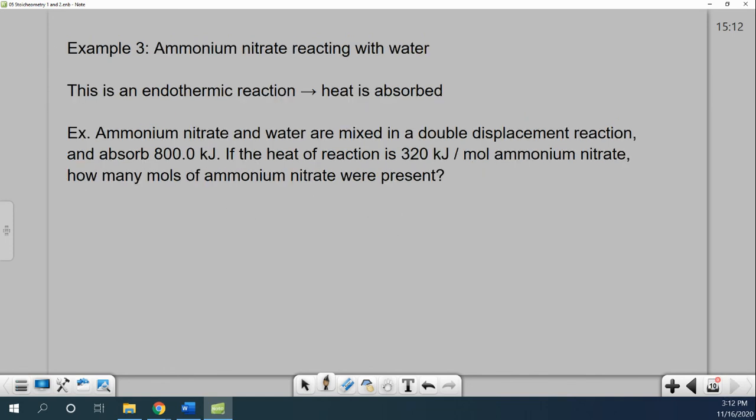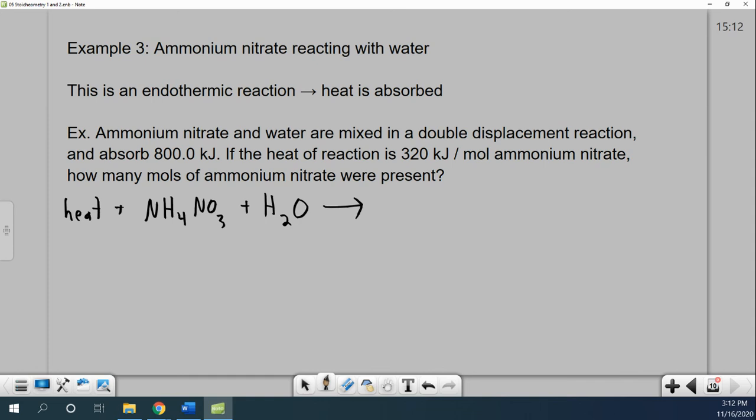One more example here. Ammonium nitrate reacts with water. So this is going to be endothermic. We're going to know heat is absorbed, so I'll put heat on my left side here. My reaction is ammonium nitrate. Ammonium nitrate. This is a +1, this is a -1, so that's already balanced. Plus water are mixed in a double displacement reaction.